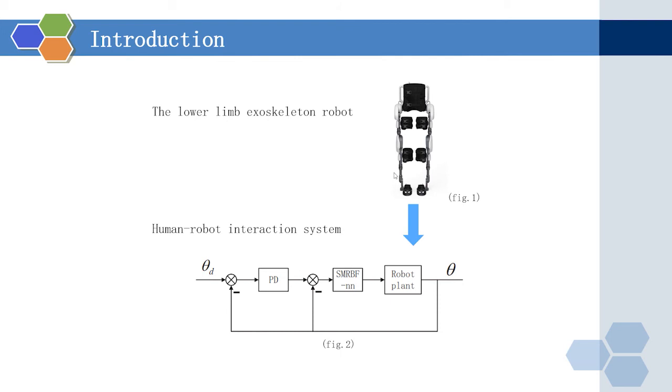Due to the complexity and strong coupling of human gait, it is difficult for the LLER to be more comfortable and safe for training in this course. Our paper proposes a kind of PD controller of the LLER based on a sliding mode RBF neural network.